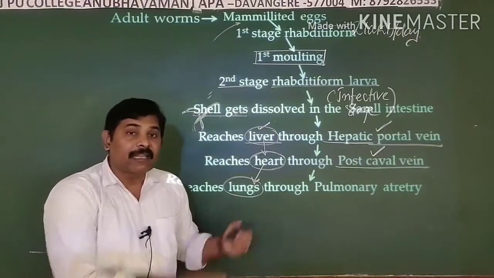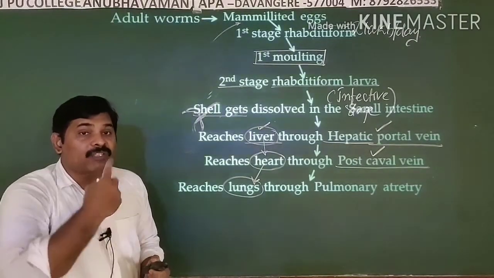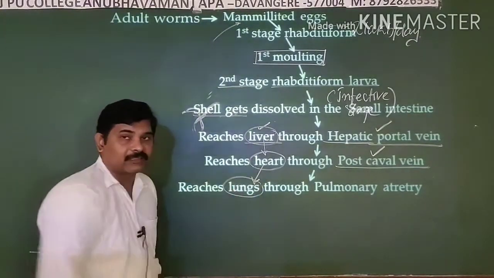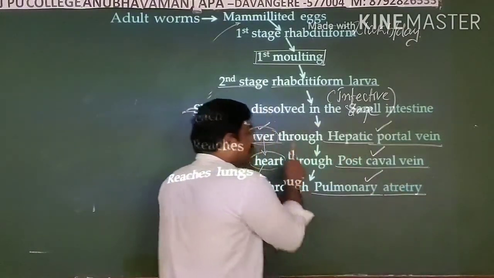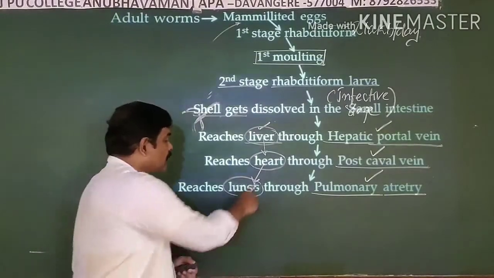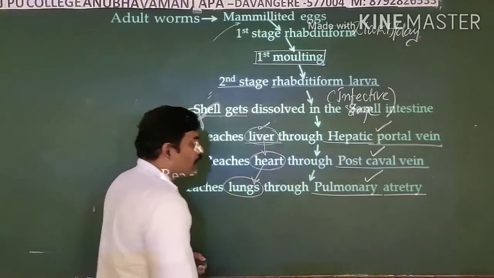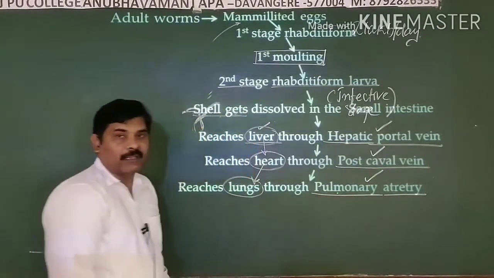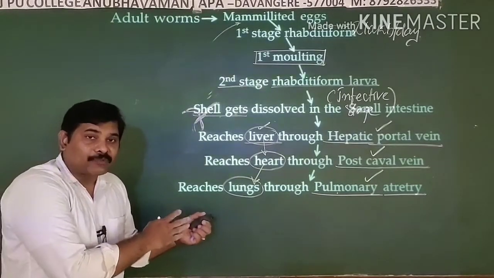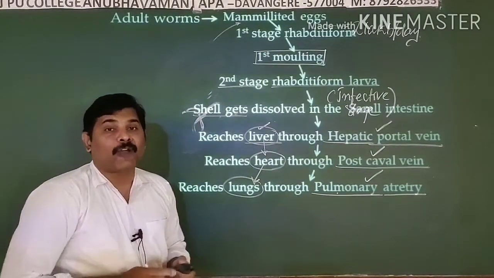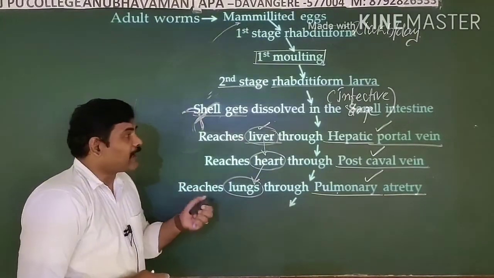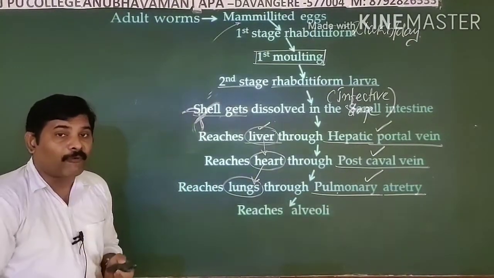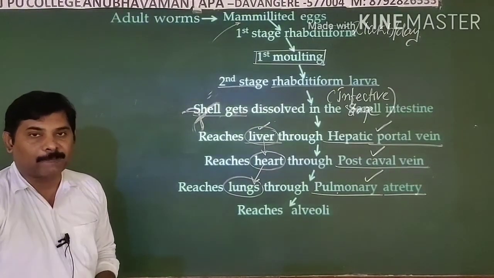Here there is a pulmonary artery which carries the blood from the heart to the lungs. So this is involved in transmission of the parasite or larval stage from the heart to the lungs. We call it the pulmonary artery. Within your lungs, there are structural and functional units which we call alveoli. Finally, this parasite reaches the alveolus of your lung. It is an important thing.